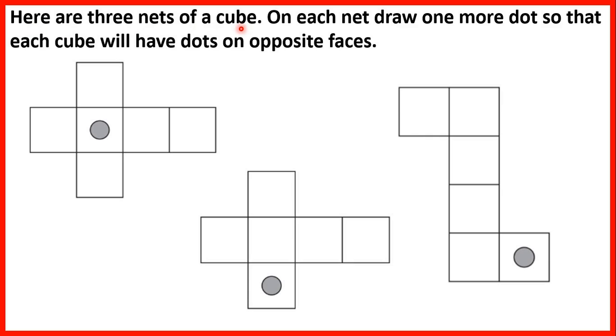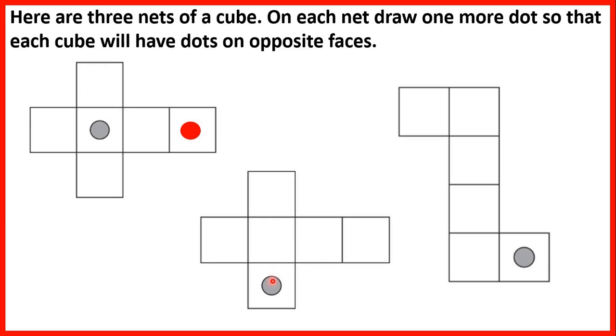Here are 3 nets of a cube. On each net, draw 1 more dot so that each cube will have dots on opposite faces. So if we imagine the dot that they've given us is on the bottom of the cube, we want to dot the face which will be the top of the cube, so that we have dots on opposite faces. So if this dot is the base of the cube, these 4 sides, these 4 faces will fold up, and then this face here will fold all the way over the top. So we need our dot on this face here.